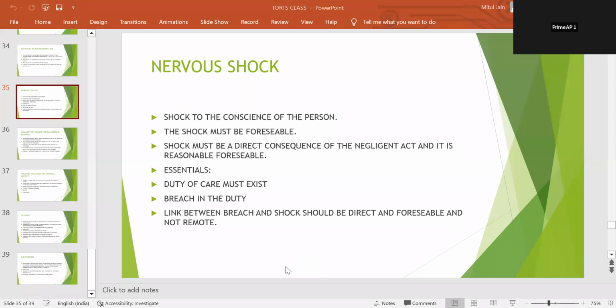Suppose you are driving, Komal, you cause an accident. The person whose accident you caused died. An uncle was standing in the neighbourhood, saw it, and got nervous shock. Can you be held guilty for causing nervous shock to the old uncle? No. Why? Because there is no direct link between the shock and the act. Exactly, very right, Prarthi. Duty of care does not exist.